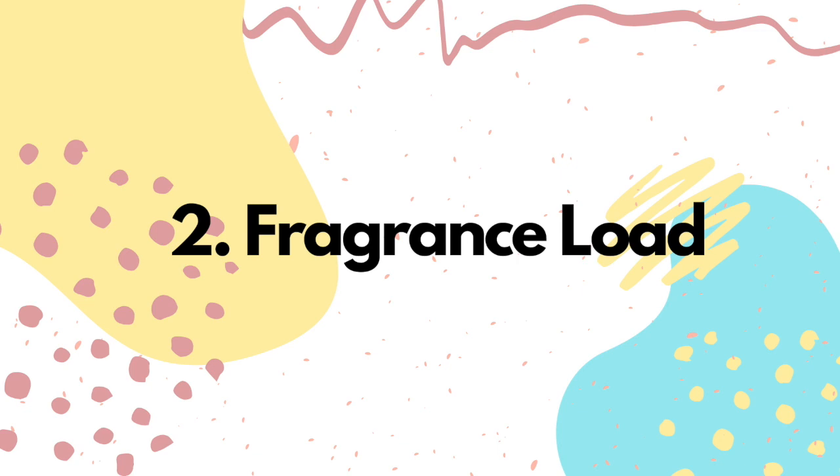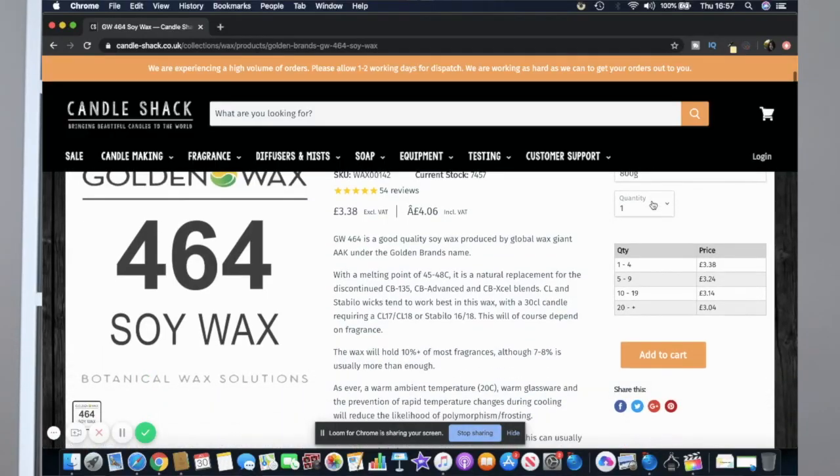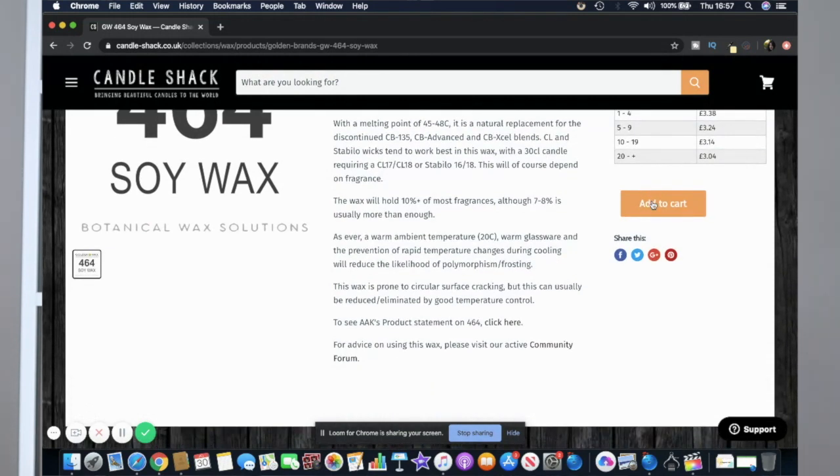Number 2, fragrance load. The fragrance load, or the fragrance percentage, is the manufacturer's recommendation of the maximum amount of fragrance oil you can put in a particular wax. The fragrance load varies from wax to wax, so it's really important to have a look at the product specifications before you start making your candles.